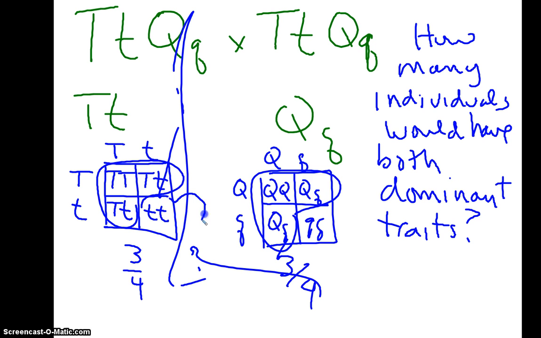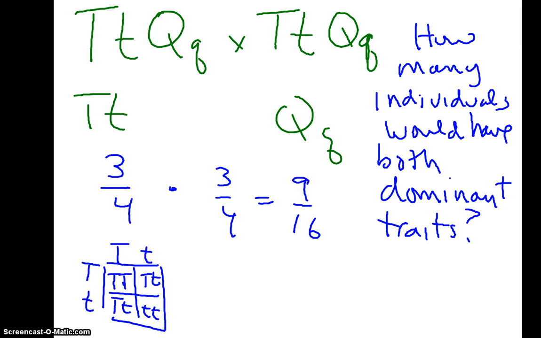Oops, sorry about that. My pen is going a little bit haywire here. But it'll be 3 out of 4. So, what percentage will express the dominant trait? Well, 3/4 times 3/4 gives us 9/16. That's the proportion of individuals from this cross that will express both dominant traits.